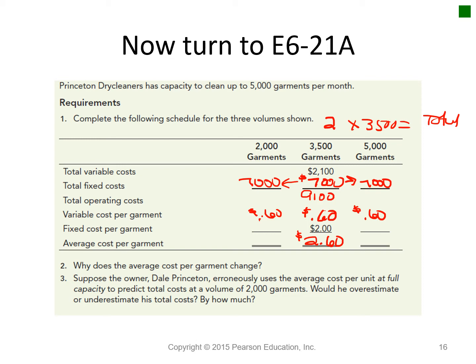So if you want to get the total variable for any of these, all you have to do is multiply the variable cost per unit times the volume. So 60 cents multiplied by 2,000 is going to give you what? That's going to give you $1,200. You take 60 cents times 5,000, that's going to give you 3,000. So now we've got the totals. You can add those down. And then of course, to get the per units for fixed, you would just take the 7,000 and divide by 5,000, and also take the 7,000 and divide that by 2,000. You'll get the fixed cost per unit there. You can then add it all up, and that's going to give you your averages. I'll show you the rest on the next slide.